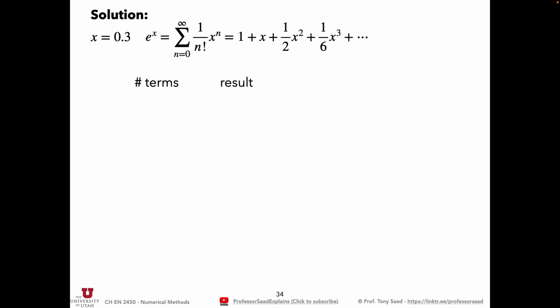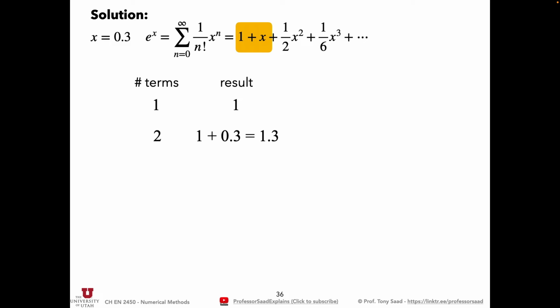And know that I don't know the true value because we're being the actual calculator right now. Okay? So we don't know when to stop. So let's see. With one term, the result is 1 because that's the first term in that series up above, right? With 2 terms, you have 1 plus x, that's 1 plus 0.3, that's 1.3.